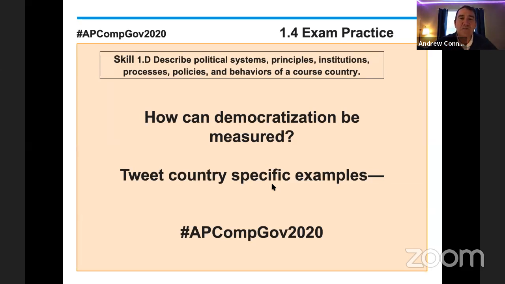I'm going to leave you off with this question that you can do to practice for tomorrow. Tomorrow we're getting into this word democratization. That's topic 1.4. And my question for you is, how can democratization be measured? Political scientists, when they're doing their research, like to measure things. If you were going to try to measure democratization, what would be some data that you could use to measure the extent of democratization in a particular country? It could be specific to our AP course countries or not. But if you have country-specific examples, I invite you to use that hashtag.